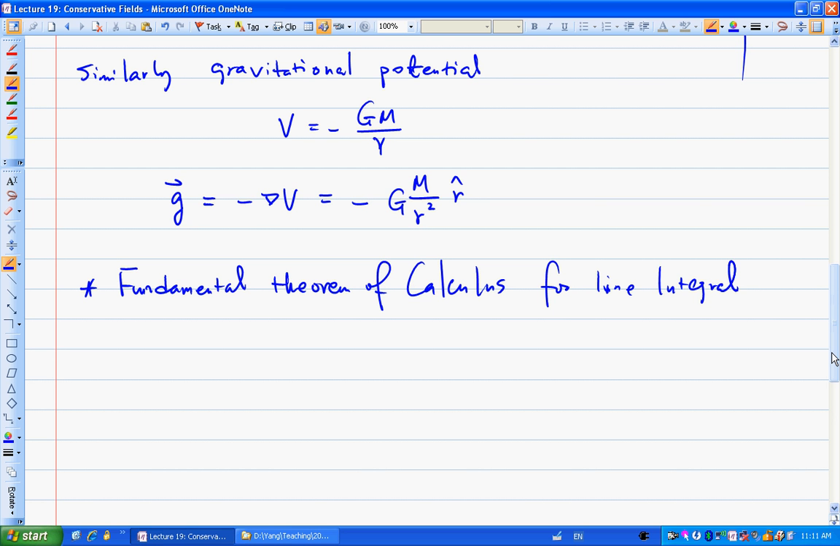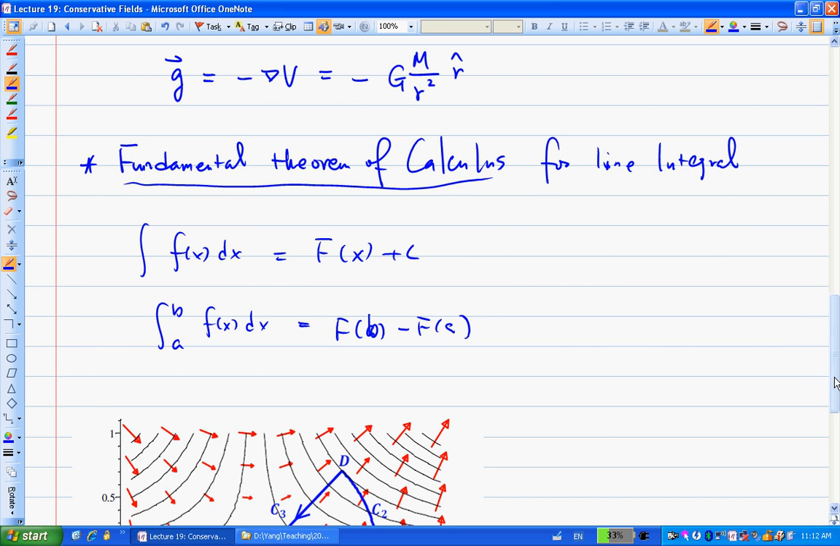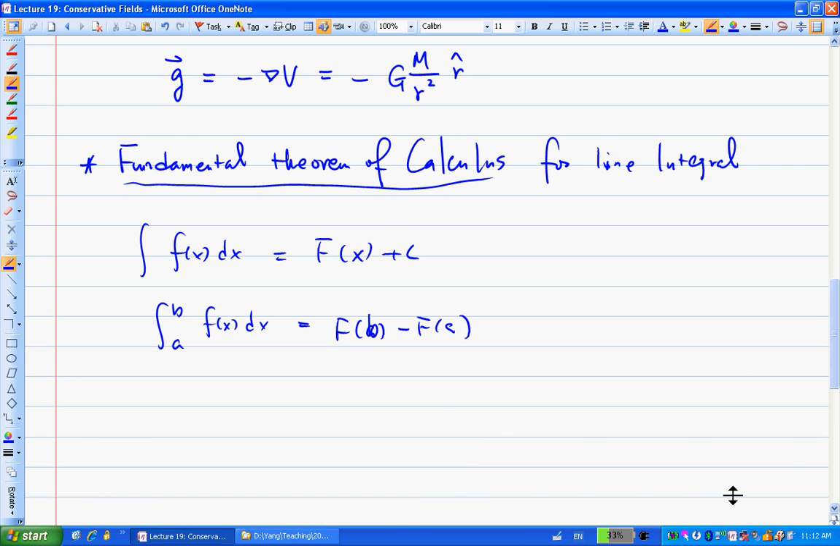When you're learning calculus in the first year, if we just say the fundamental theorem of calculus, then what happens is, if you have an integral of f which equals this antiderivative F, then from a to b, it will basically be F(b) minus F(a). That's the fundamental theorem of calculus, right? Now we have a similar theorem, but this is for vector line integrals.